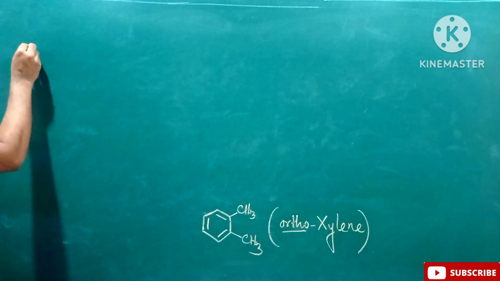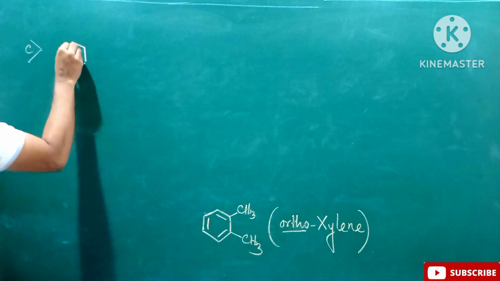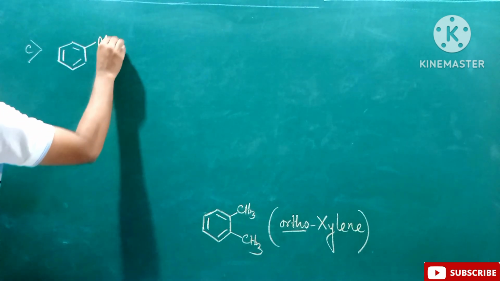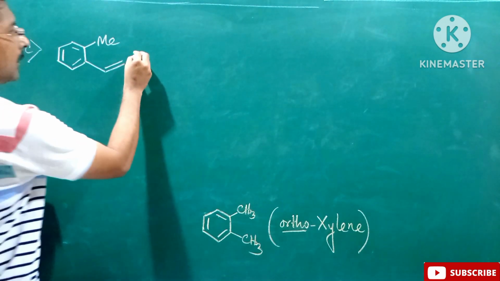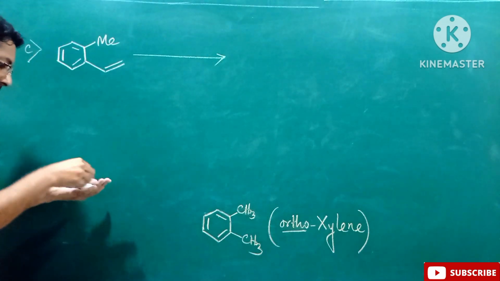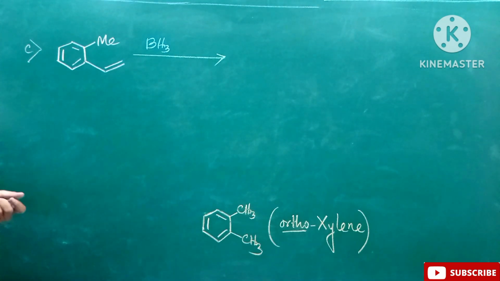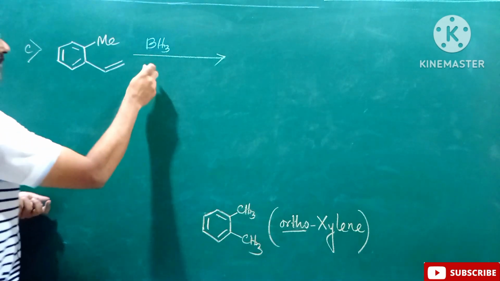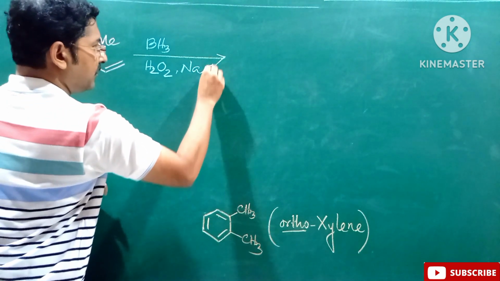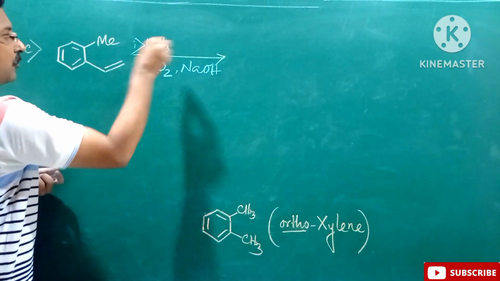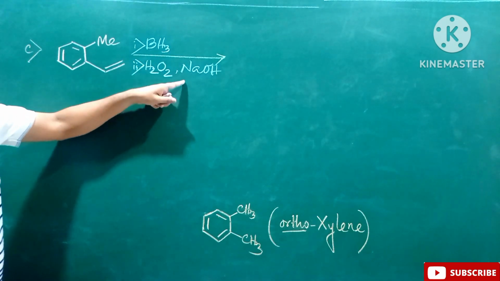Now let's check option C. In option C, this molecule has been given. This is our substrate molecule. This one is methyl and this one is a vinyl group, right? Now this molecule is treated with BH3, diborane, and of course in presence of H2O2 and sodium hydroxide. This is actually a two-step process. This is hydroboration and this one is oxidation, right? So the reaction is hydroboration oxidation.